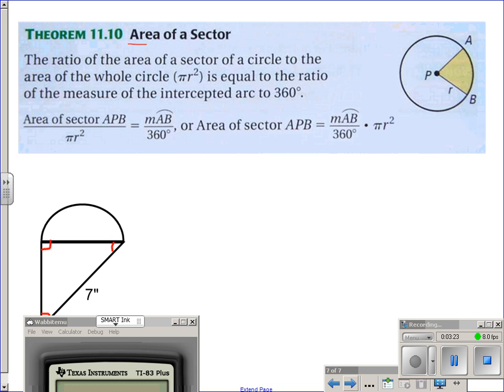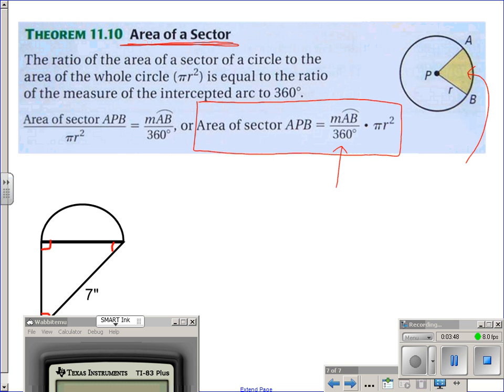Now, the next idea is the area of a sector. A sector is this yellowish green kind of color. It's like a piece of pie, essentially. To find the area of that, the thought process is exactly the same as finding the arc length. I like looking at this formula when we're just talking about finding the area of a sector.